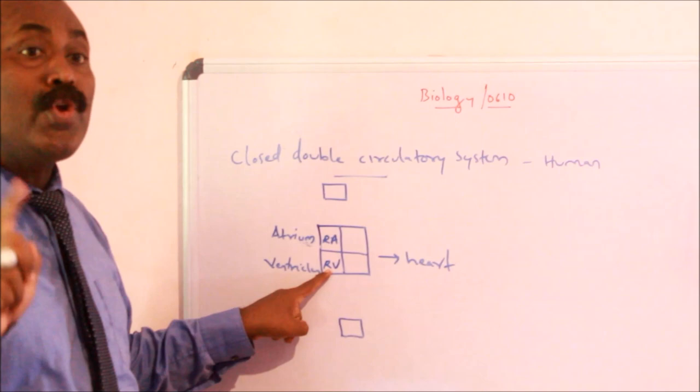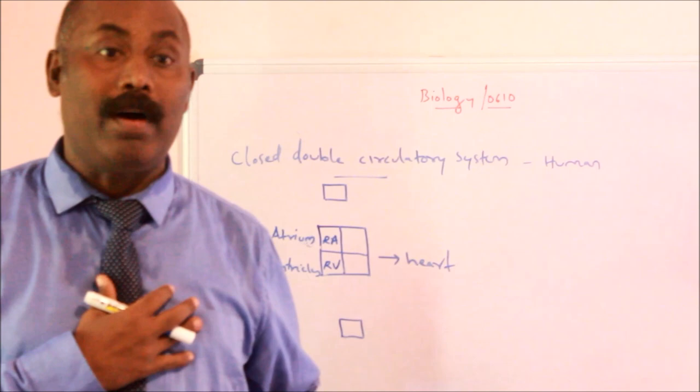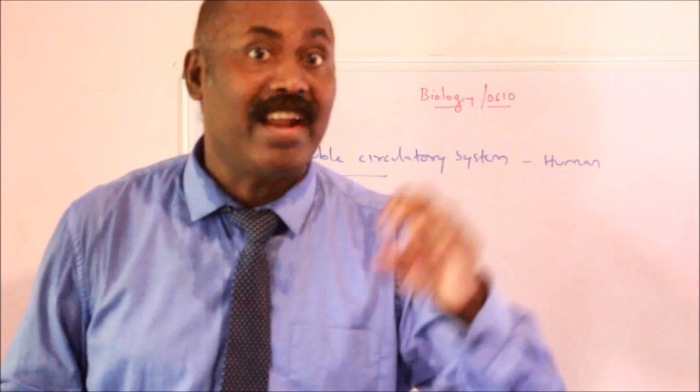On the paper also, when you are asked to label in the examination, you should not get any confusion there. If you have doubt, take the paper and just see which is right and which is left, so that you label exactly right. You will not get confused about which is right and which is left. Many students get this confusion. That is why I'm telling like this. So right atrium, right ventricle.